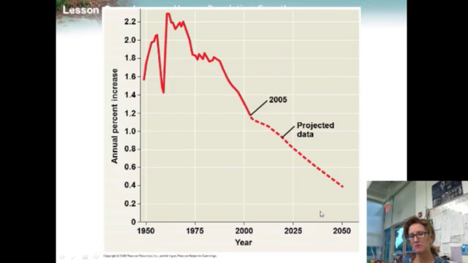Current data suggests that human population growth will grow more slowly over the next, this is the growth rate, percent increase, over the next 50 years than it grew over the last 50 years. Because the growth rate will still be higher than 0 in 2050, our population will continue to grow.